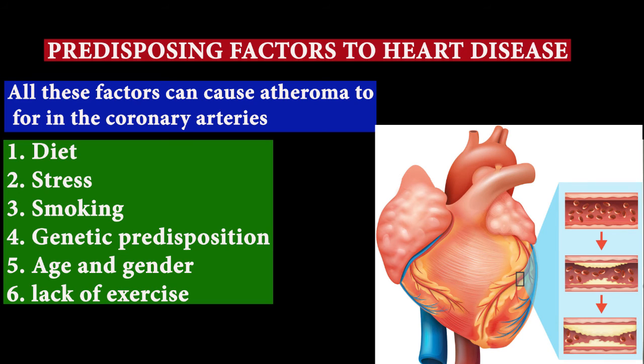Number 1, diet. When a person has so much fatty diet, there is a chance for atheroma to form in the vessels of the heart or the coronary arteries of the heart. Number 2, stress, smoking, genetic disposition, age, and gender. It is said that males are at a higher risk of developing heart disease than females. And number 6, lack of exercise. Lack of exercise causes fat to form in the coronary arteries, which can lead to heart disease.